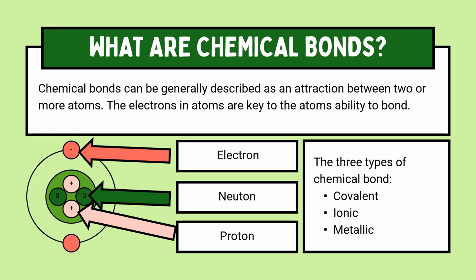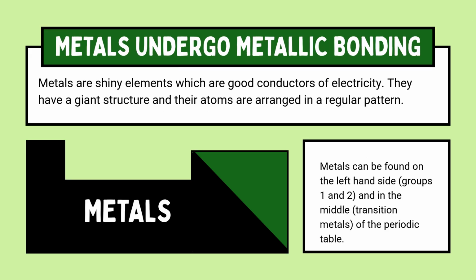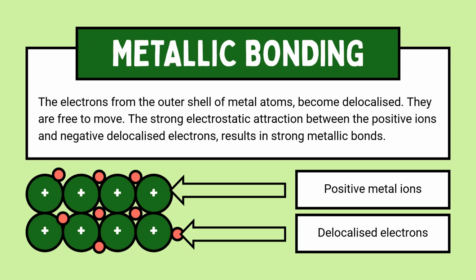So first, what are chemical bonds? Metals are shiny elements which are good conductors of electricity. Yes, we all know that metals are good conductors of electricity. They have a giant structure and their atoms are arranged in a regular pattern. Metals can be found on the left hand side of groups 1 and 2 in the periodic table, and in the middle. Those are called transition metals. Okay. Next. First comes the metallic bonding.